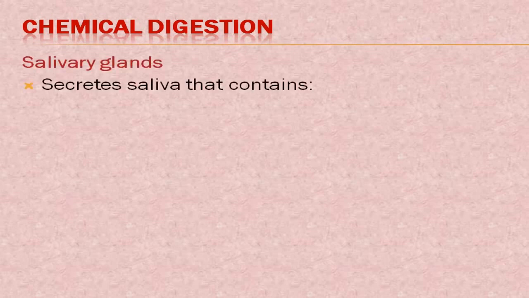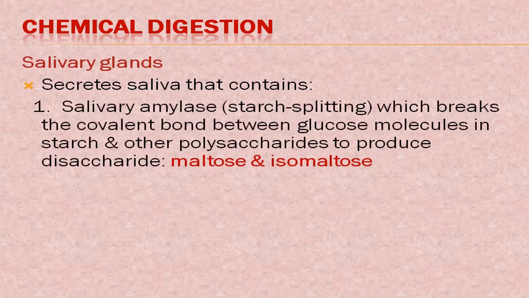Chemical digestion is with the help of salivary glands, as we just have seen. There are three pairs of salivary glands. These salivary glands secrete saliva. Saliva contains salivary amylase. Amylase is a starch digesting enzyme which breaks the covalent bond between the glucose molecules in the starch or in other polysaccharides and produces a disaccharide, that is maltose and isomaltose.